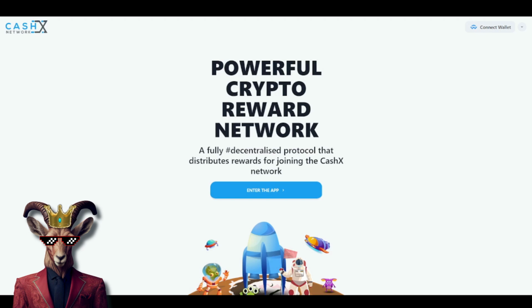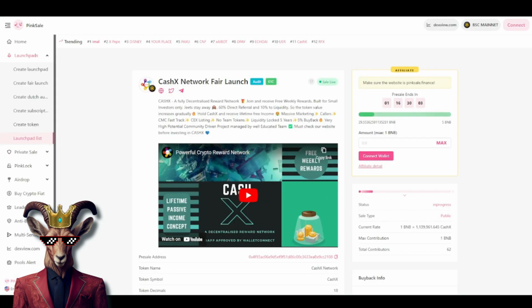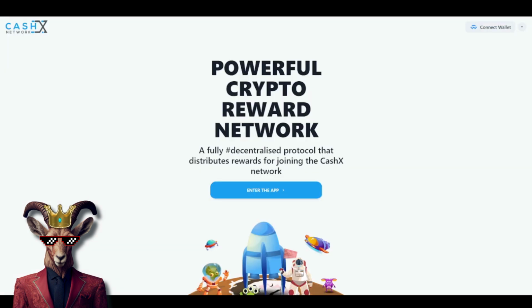Oh, crypto goats, we are going to be talking about X. Actually, we're going to be talking about what is known as CashX Network, which is gaining a lot of attention. They are currently trending right now at number 11 on the pink sale. They're looking to raise a total of 5 BNB and are currently at 30, which means that this thing is going absolutely insane. Amazing opportunity. So without further ado, let's talk about this project that you don't want to miss out on.